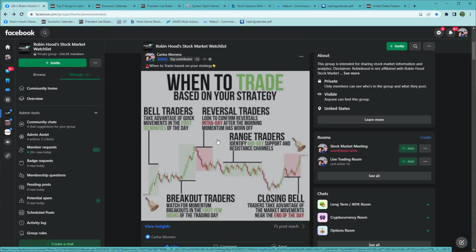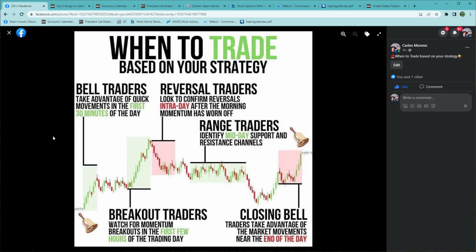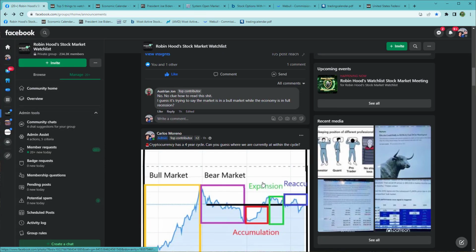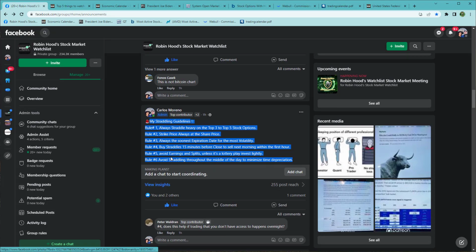Oh, so I did want to go over this too as a reminder, when to trade based on your strategy. A lot of people are always wondering about the best times. The bell traders take advantage of the quick movements in the first 30 minutes of the day, which is one of the reasons why we utilize the straddling strategy.